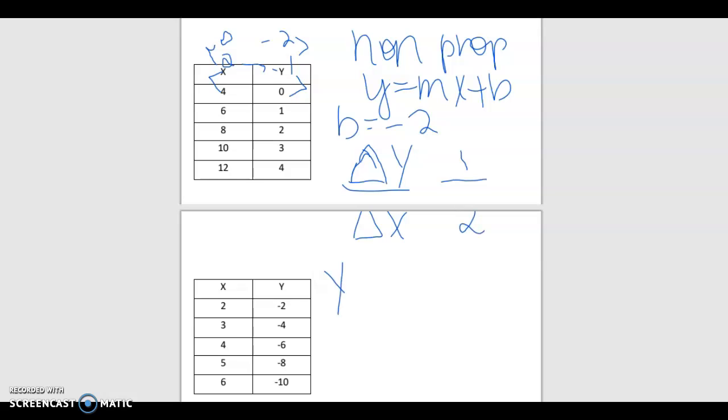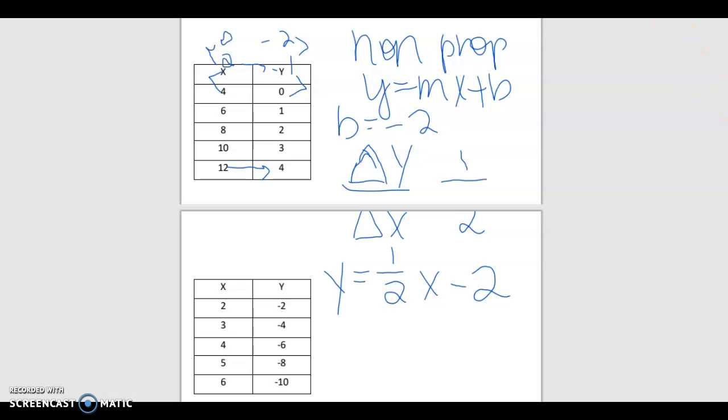So I'm going to have y equals my slope, which is 1/2 x minus 2, or you can do plus a -2, that's fine. And that's my equation. Again, I could plug one of those in. So if I choose the last one, the 12, half of 12 is 6. 6 minus 2 is 4. And it did match. It did work out.